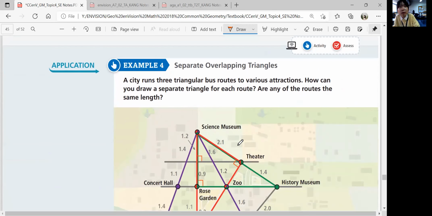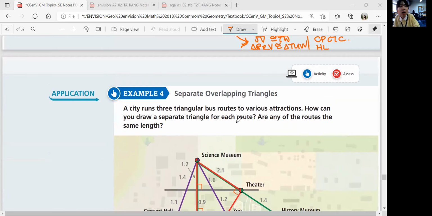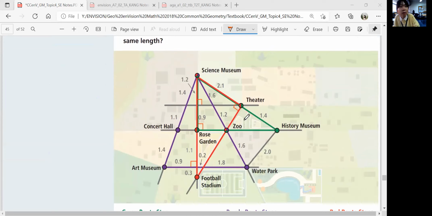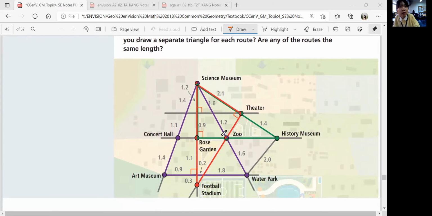Example 4, separate overlapping triangles. A city runs 3 triangular bus routes to various attractions. How can you draw a separate triangle for each route? Are any of the routes the same length? Okay, we have some destinations and we see some triangles over here and some distances. So we got routes by triangles. We got green route, red route, and purple route. Are any of them the same length?